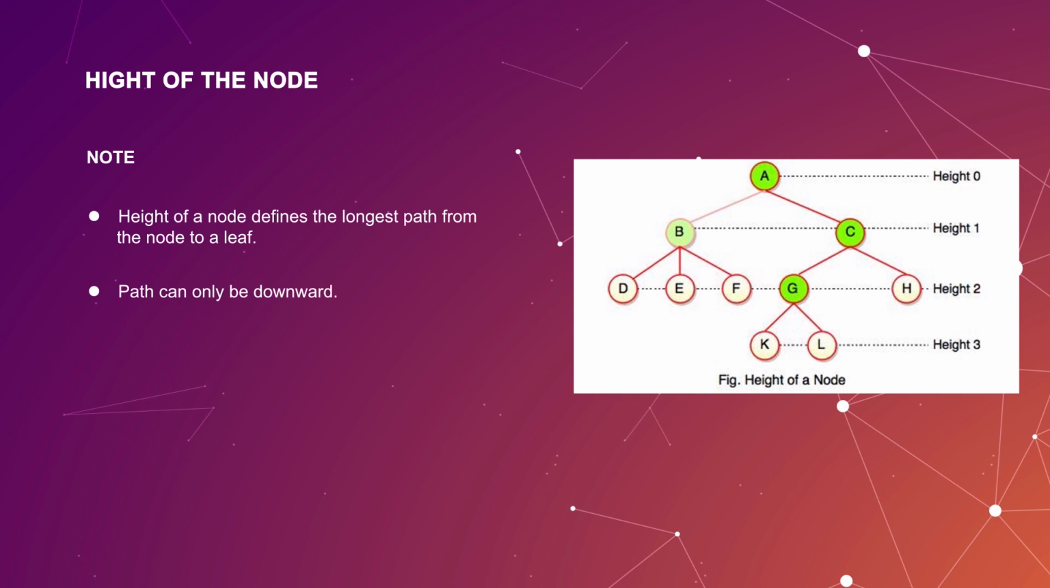If we talk about another node, C, C also produces 2 children, G and H. If you traverse the right hand side, there is only a single edge, that is H, and on the left hand side you have 2 edges, like C to G, G to K, or G to L, but K and L both are siblings. So the maximum height of C is 2, and the height of B is only 1. In this way, we can find the height of each and every node, especially internal nodes only, not external nodes.